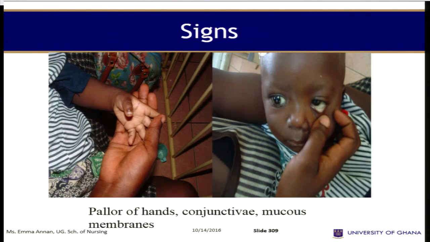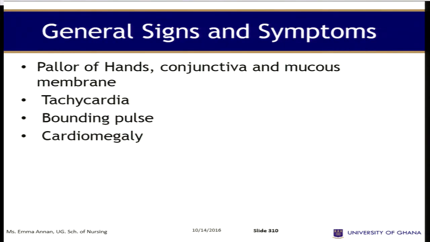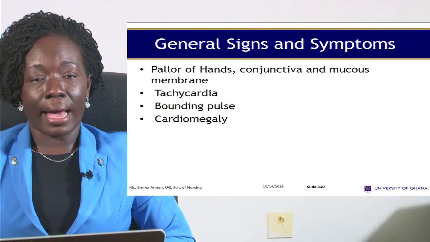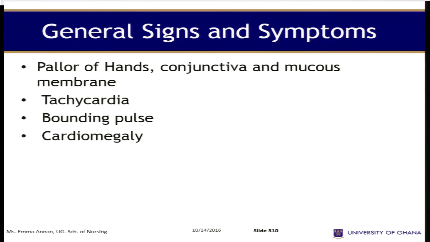So with the first image, you can see that the child is really, really anemic. The conjunctiva is pale and the mucous membrane as well. So on the general signs and symptoms, we've talked about pallor, as you just saw in the previous image. You have tachycardia, then you have bounding pulse and cardiomegaly.